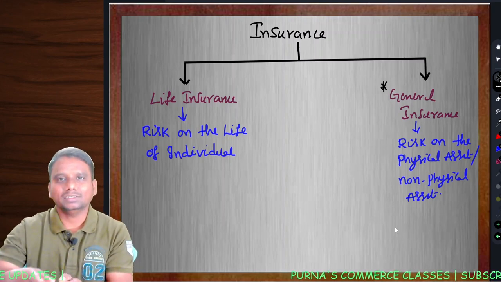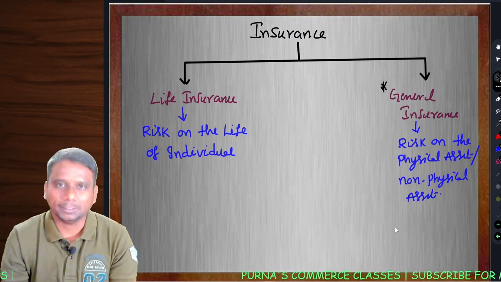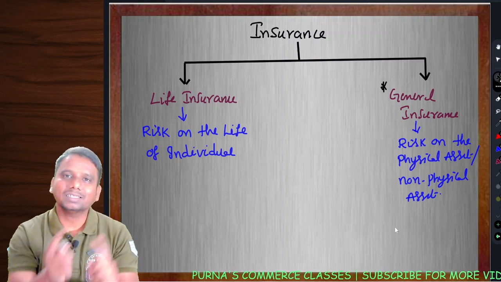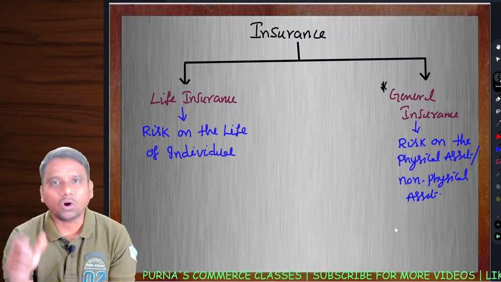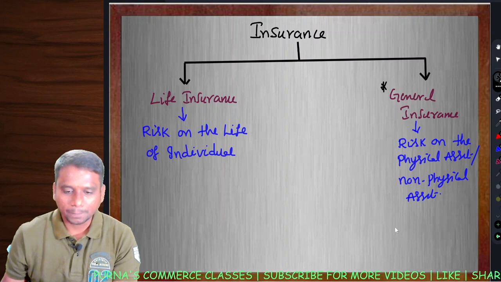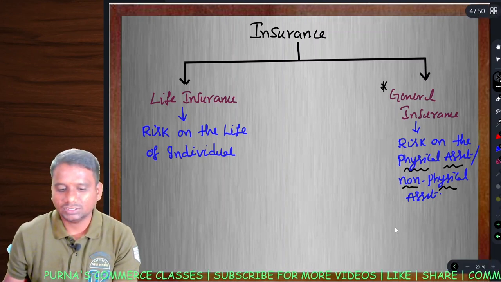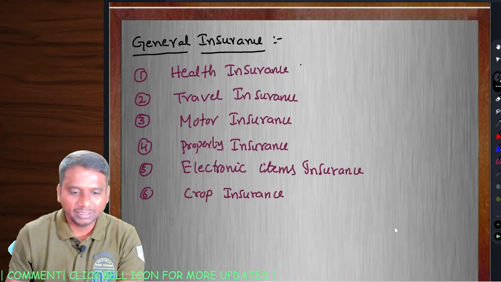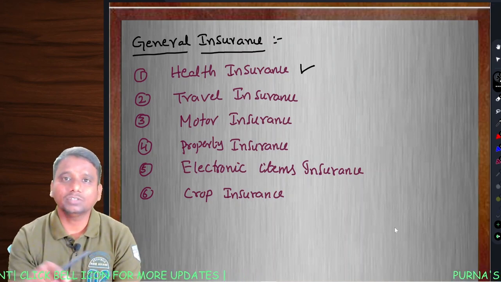If any risk is covered on other than the life of a human being, I repeat, if any risk is covered on other than the life of a human being, it is called general insurance. So this general insurance may be on the risk of physical assets or non-physical assets. Coming to general insurance, health insurance you have seen. This health insurance is on the health of the human being.